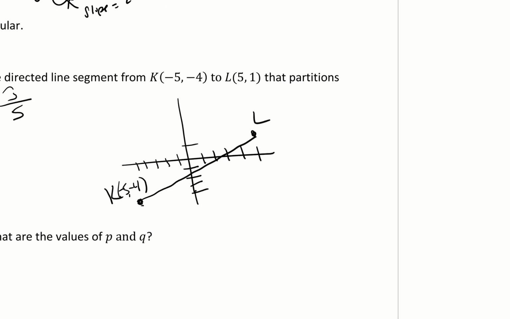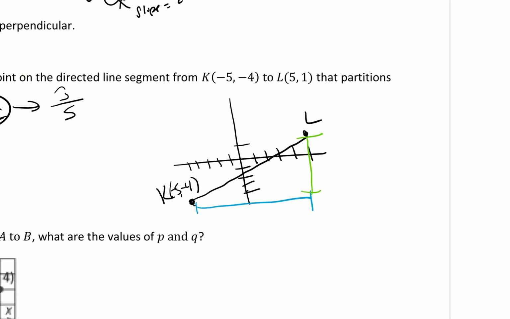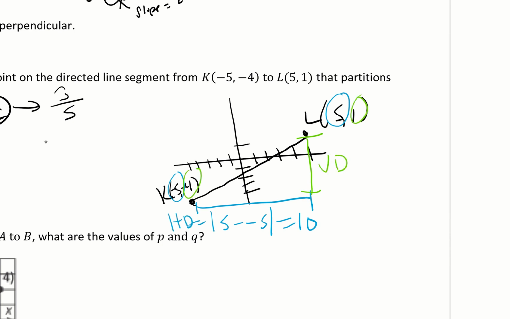Now, what you're going to do next is find the horizontal distance from K to L and the vertical distance from K to L. The horizontal distance from K to L, let's go and write down the coordinates of L. So to find the horizontal distance, you subtract the 2 coordinates there, absolute value. That'll give you 10. That's the horizontal distance. Vertical distance, subtract the y's and the absolute value. It's going to be 5.